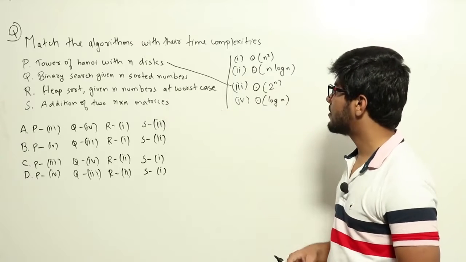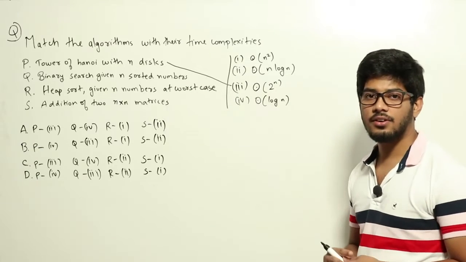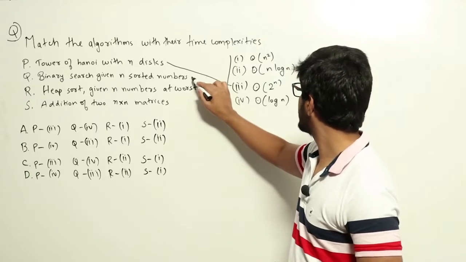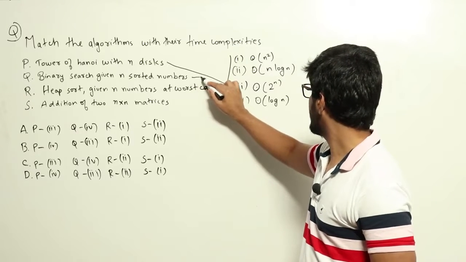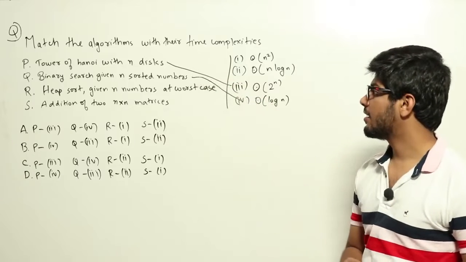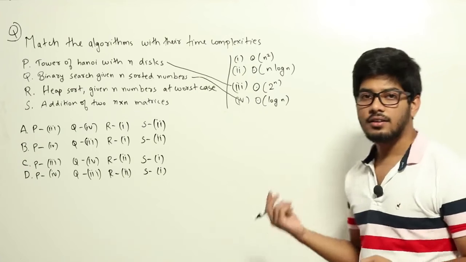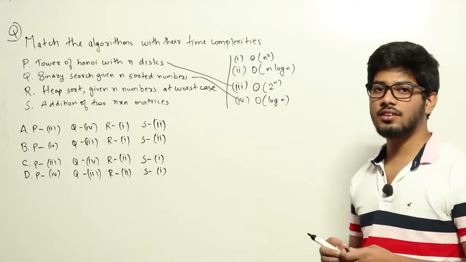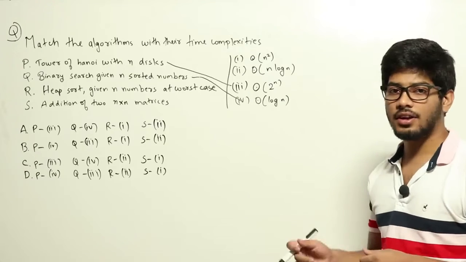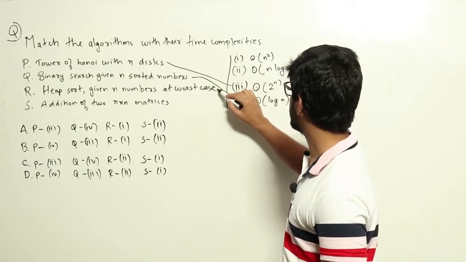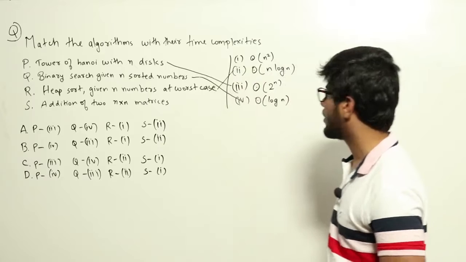Binary search given n sorted numbers. Binary search only takes log n complexity on sorted numbers. So Q is 4, theta log n. Now R, heap sort given n numbers at the worst case. In the best case or worst case, heap sort will give you theta n log n time complexity. So heap sort will match to this n log n.